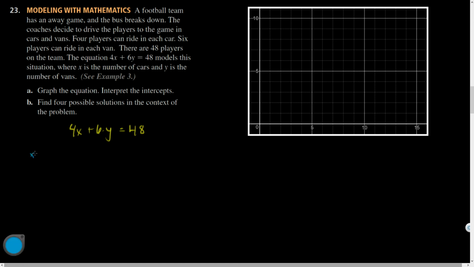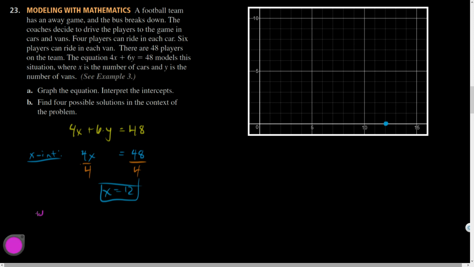So let's graph using the x-intercept and y-intercept method. This week I'll be showing you some other strategies for graphing. This way is faster than making a table of values, I find. So to find the x-intercept, I'll plug in 0 for y. I don't even need to write 6 times 0. I just know that it's going to disappear. And so I'll have 4x equals 48. Solve for x. I'll divide both sides by 4, and I will end up with x equals 12. Conveniently, that fits on my graph.